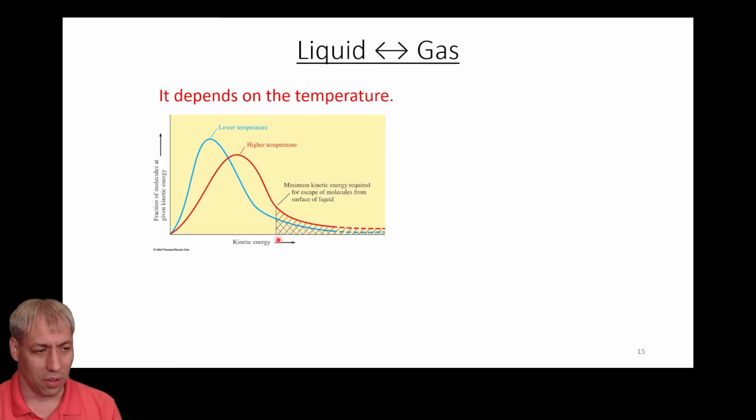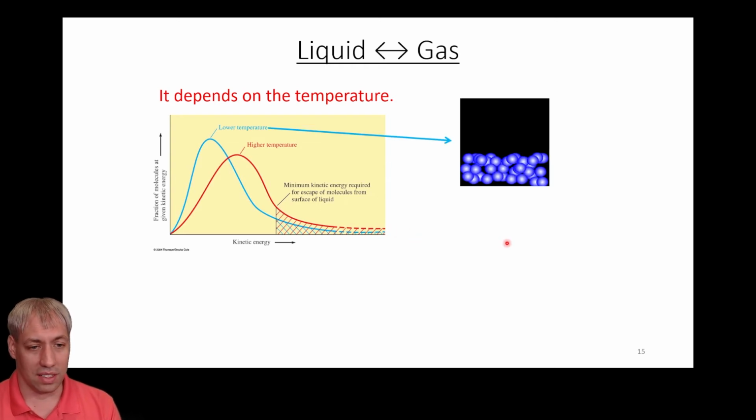The difference between high and low temperature is not that threshold, but instead how many molecules are over that threshold. And so if it's low temperature, you have less fast molecules, this blue region down here. If it's high temperature, you have a larger number of molecules leaving that solution.